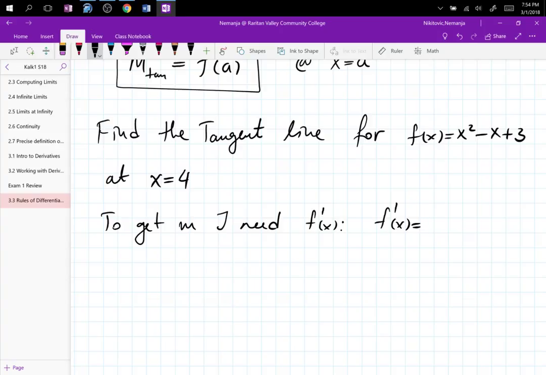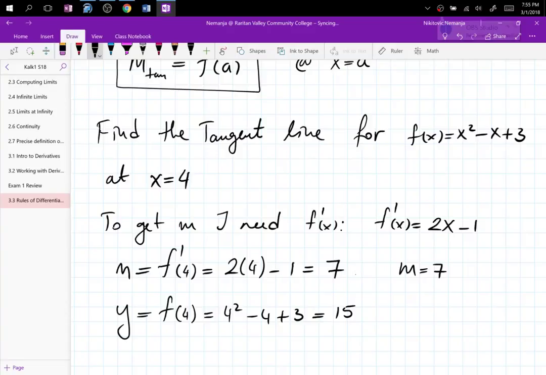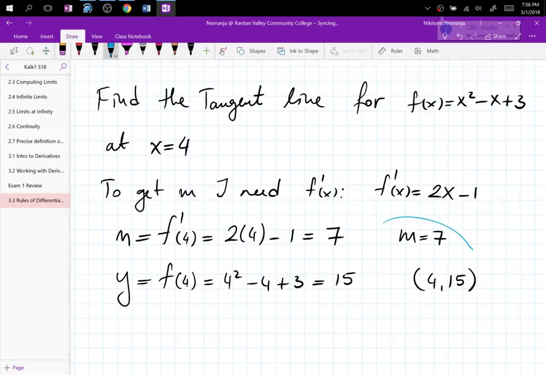Eventually. Maybe. I'm just looking for the derivative. So now I have (4, 15) as a point, and I have the slope m equal to 7.